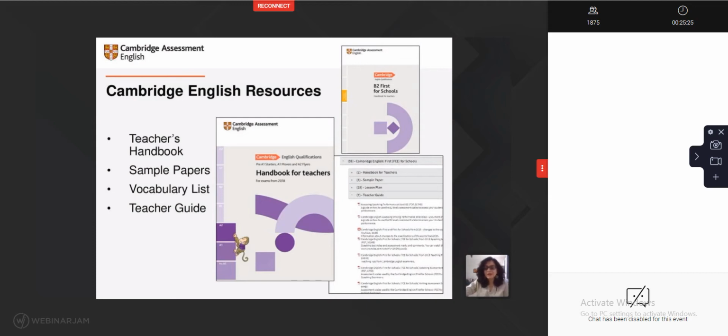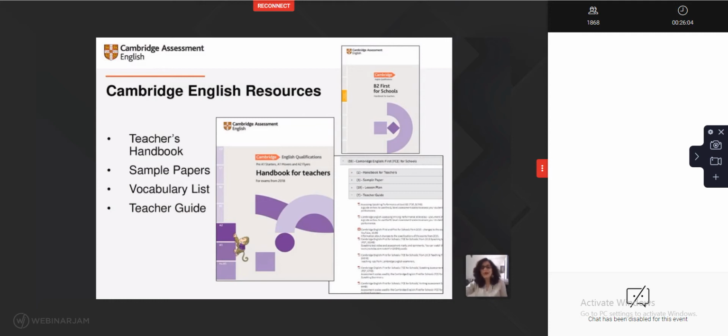So in this manner, there's a teacher's handbook, which is like a teacher's manual for each exam, which is brought out by Cambridge Assessment, right? So the teacher's handbook is the first resource that we are going to have a look at. Then we have to acquaint ourselves with the sample papers. There's the vocabulary list, especially if we are looking at Young Learners English, because we have to make sure that the students are familiar with the lexical sets that are prescribed for that particular exam.